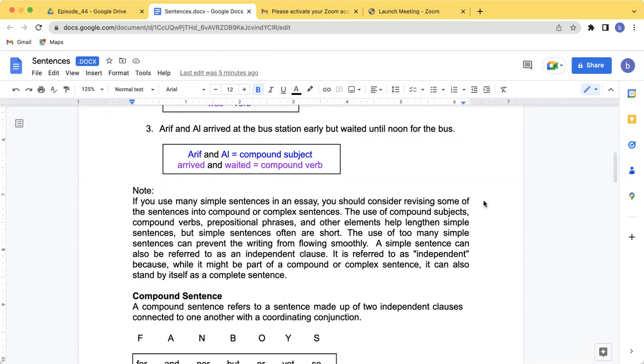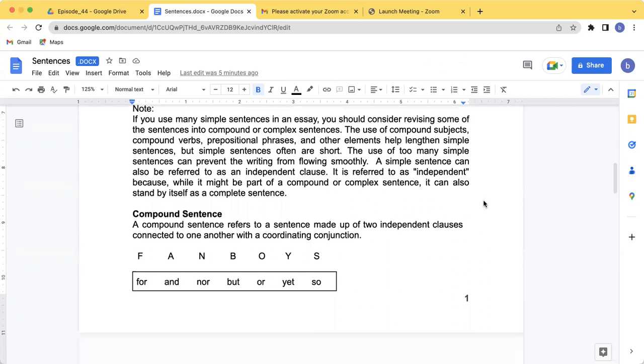A simple sentence can also be referred to as an independent clause. It is referred to as independent because while it might be part of a compound or complex sentence, it can also stand by itself as a complete sentence.